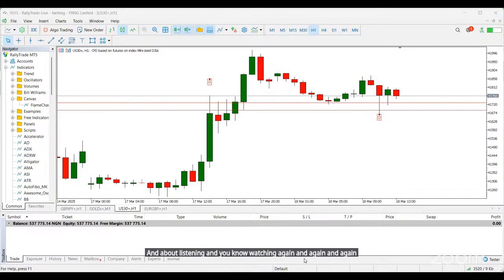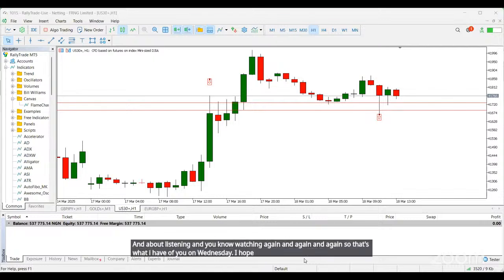So that's what I have for you on US30. I hope this is clear. This is how you know this at a glance, even if you're on your phone. I'm emphasizing phone because phone is a challenge.